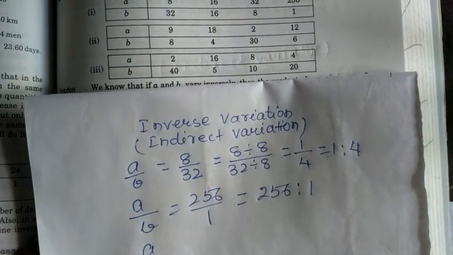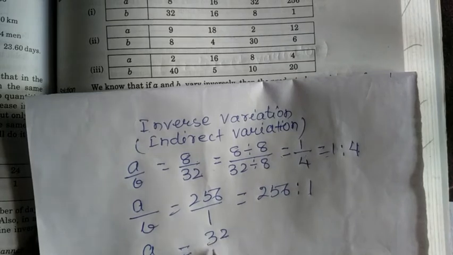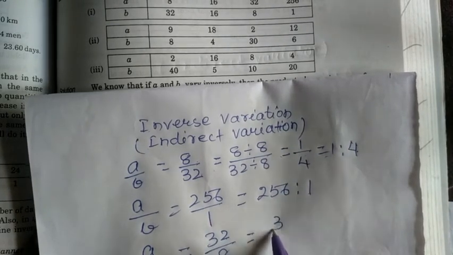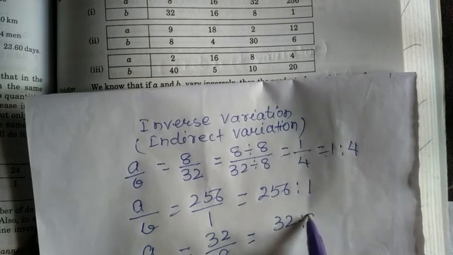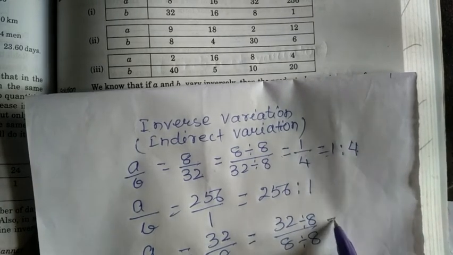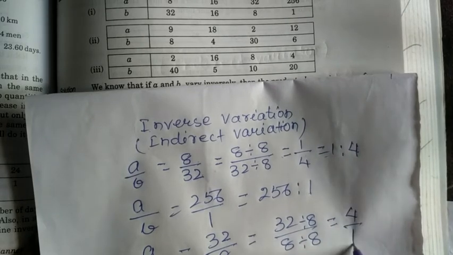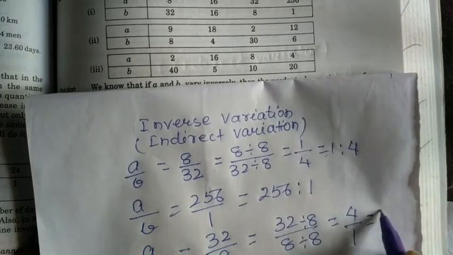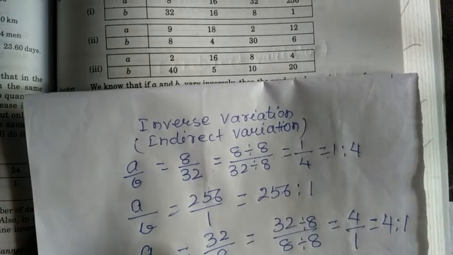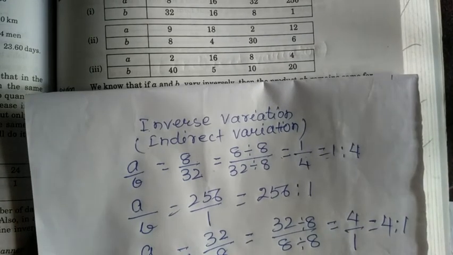Now for the third term, A ratio B is equal to 32 by 8. We have to divide it by 8 here also, correct. That means 4 by 1. Its ratio is how much? 4:1, correct. So what do we conclude here?